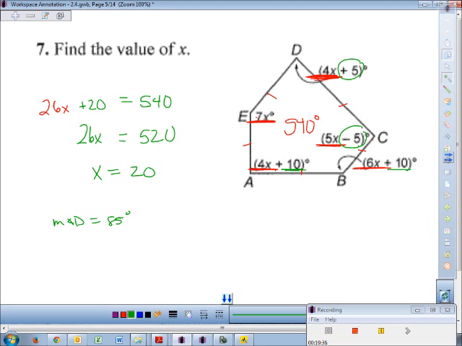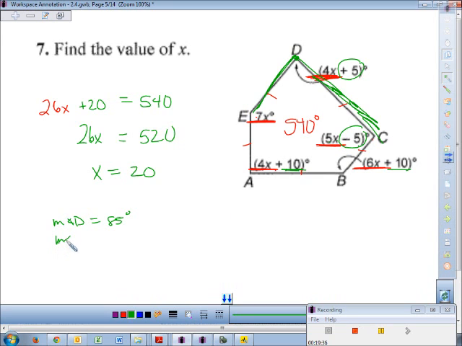How many angles have D for a vertex in this picture? What do you think? Pretty sure it's just this one, right? Are there any other angles with D for a vertex? Nope. So measure of angle D equals 85 degrees. Put 20 in here. What's 5 times 20? That's 100. Take away 5.